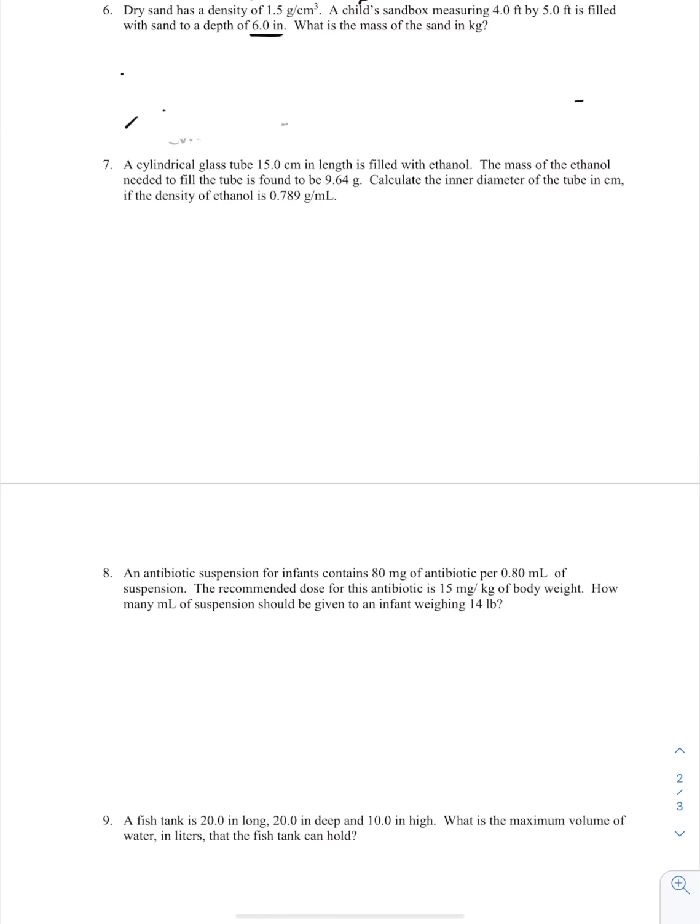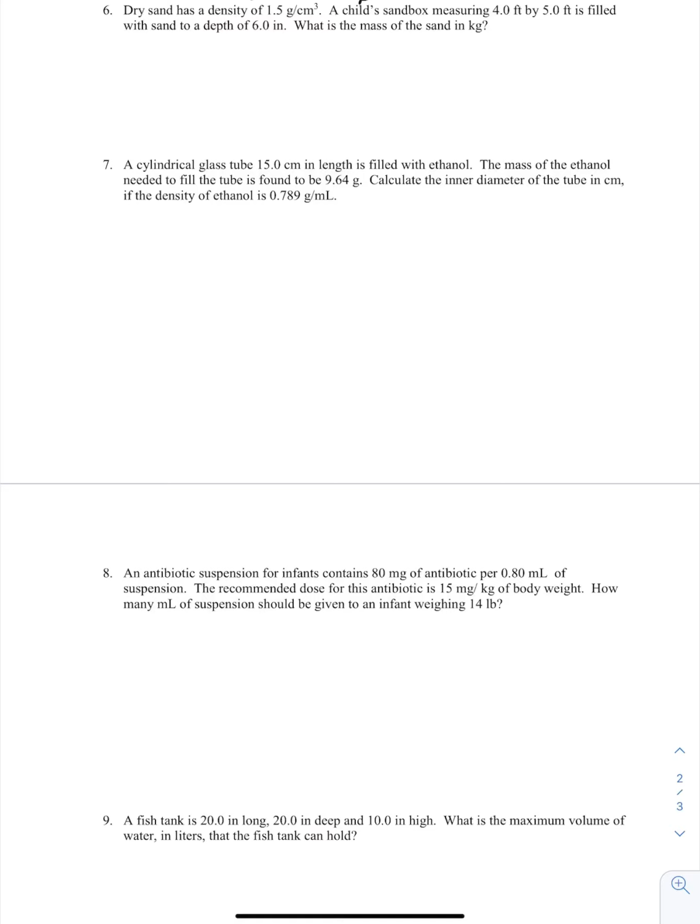So number 7 says, a cylindrical glass tube, 15 centimeters in length, is filled with ethanol. The mass of ethanol needed to fill the tube is found to be 9.64 grams. Calculate the inner diameter of the tube in centimeters if the density of ethanol is 0.789 grams per milliliter. Okay, so this sounds like a mouthful, right? We're dealing with some cylinder, and we're asked to find the diameter of the tube in centimeters.